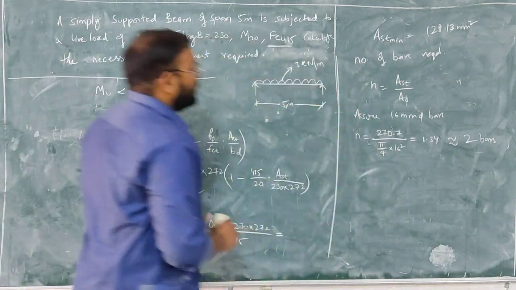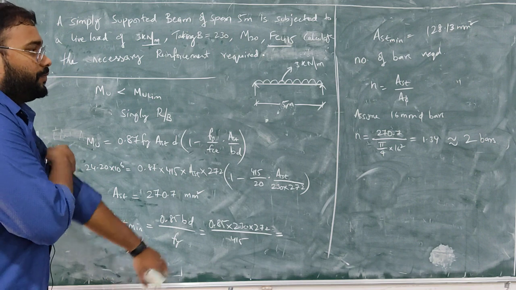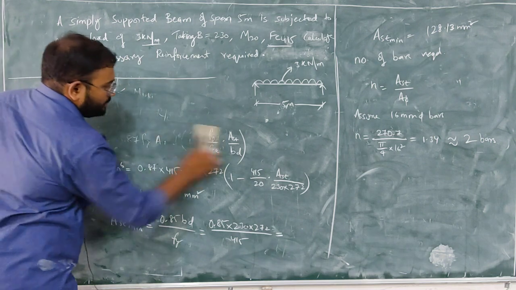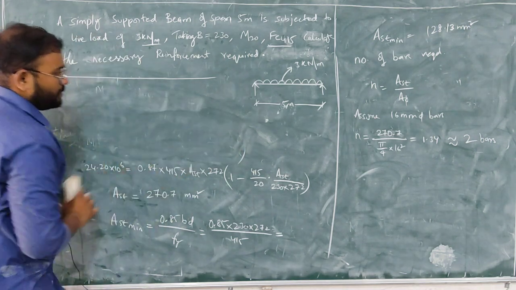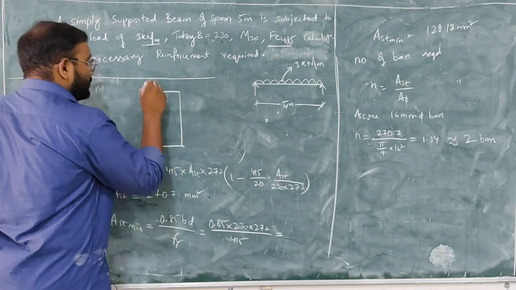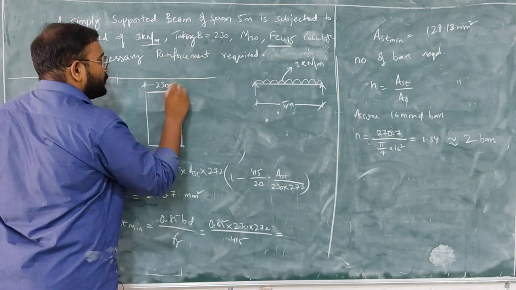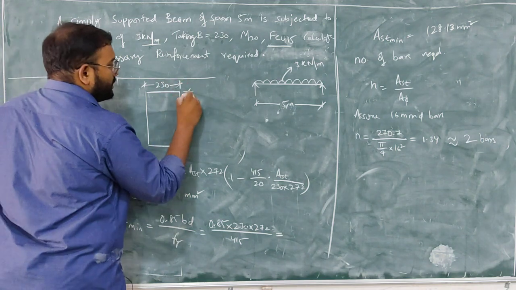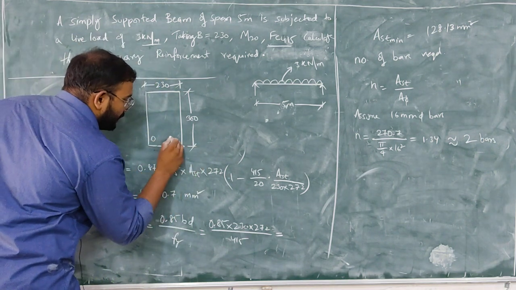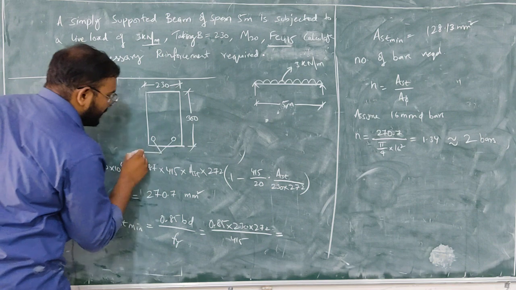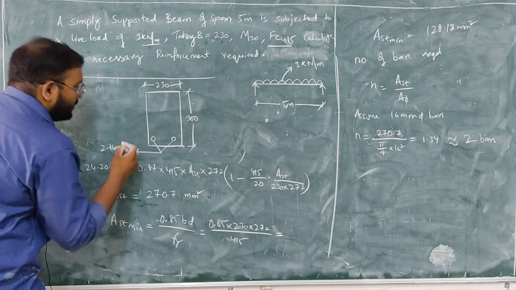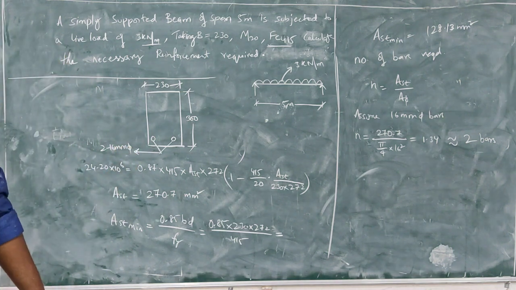So the next step is to sketch the reinforcement. Okay, so I'll erase this part. This is the b given to you, which is 230 mm. This is 300 mm overall depth of the beam. You are providing 2 bars of 16 mm diameter in the tension zone of the beam. I did not mention 272. Why?